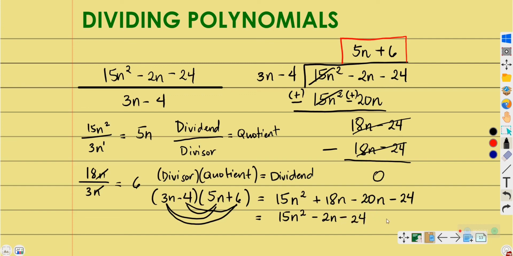Okay, so tingnan nyo po yung dividend natin. Ayan, nagtugma siya. Okay, ang dividend ay 15n squared minus 2n minus 24. That means yung quotient na nakuha natin ay tama. So, pwede nyo rin pong gawin yon para ma-check kung tama yung sagot nyo.